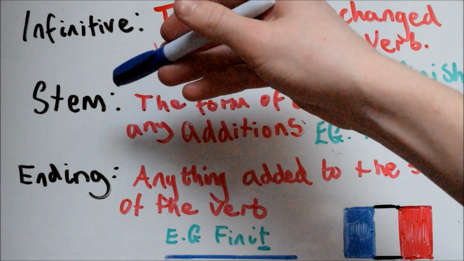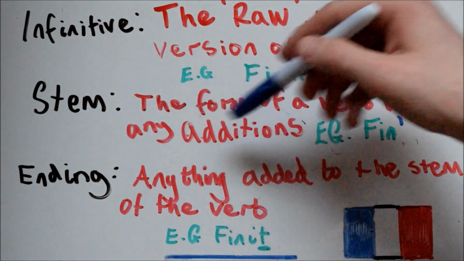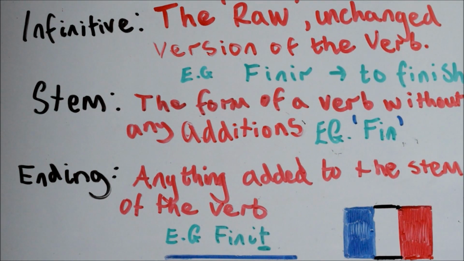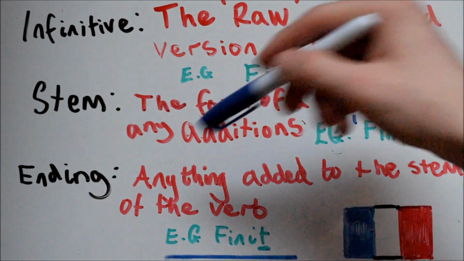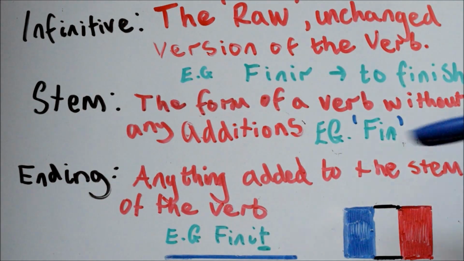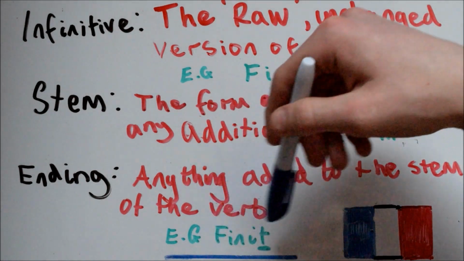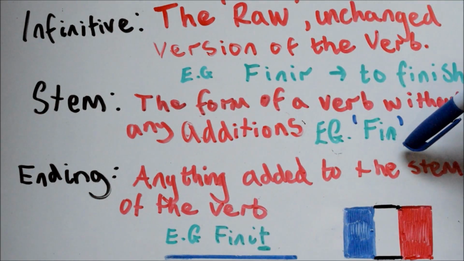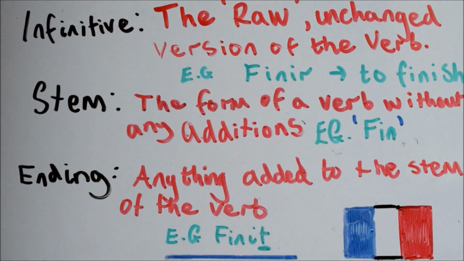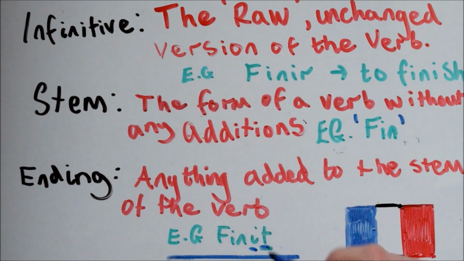Next, we have stem. This is the form of the verb without any additions after removing the ending from the infinitive. For example, fin. This doesn't actually mean anything. You need something extra to go on to it. Finally, we have ending. This is anything added to the stem of the verb. For example, when the verb is conjugated, this is what it will look like, moving from fin to finit. As you can see, the ending here is the it.